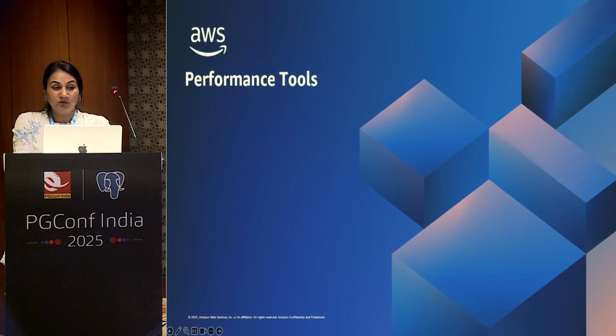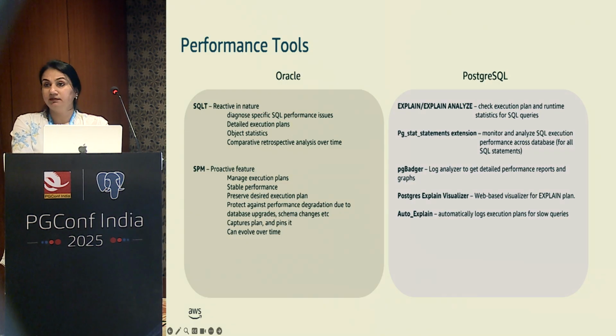Now, once we have run the queries with the plans, we can use certain tools to measure the performance. So we have SQLT in Oracle. It's more reactive in nature. So you have the SQLs run, you are concerned about their performance, so you can run this tool to look at various SQLs, what plans they were taking, and whether those plans were optimal or not as per your understanding of the data. Similarly for PostgreSQL, you can use EXPLAIN or EXPLAIN ANALYZE, and there are various other tools as well.